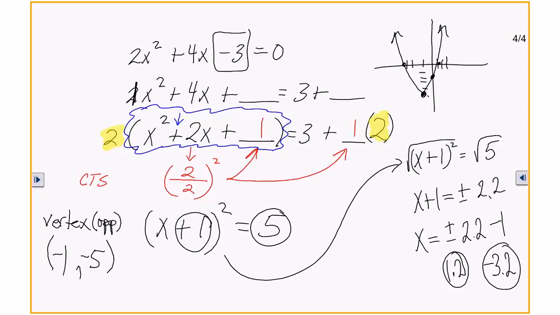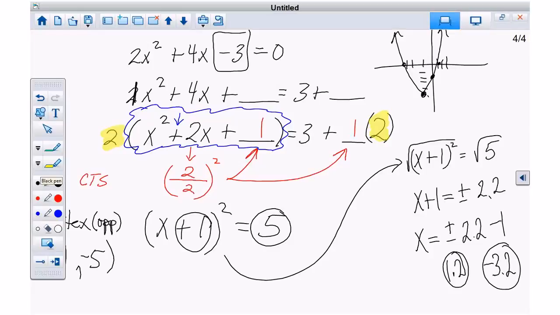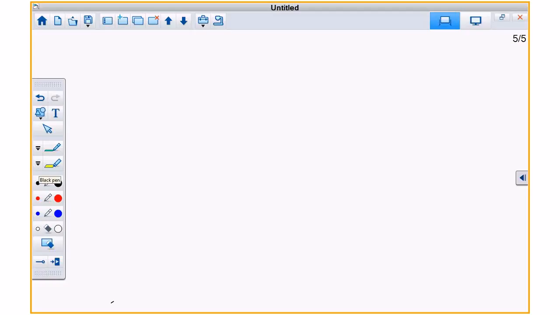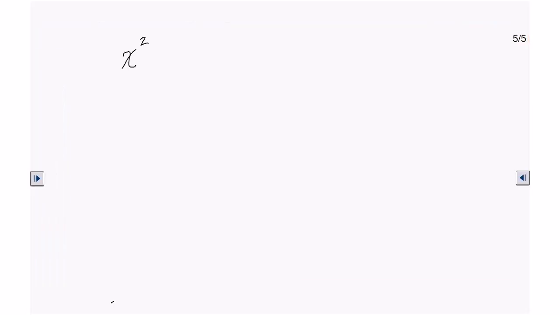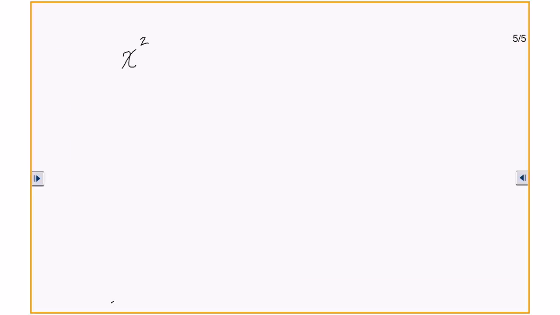All right, let's try another one. I'm just going to put one up and then you decide how to solve it. Give me a second, I got to do it in my head right quick.